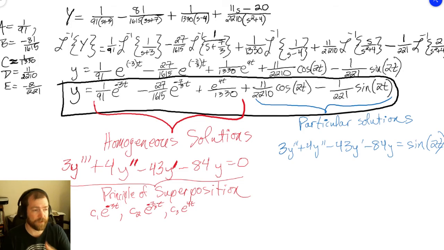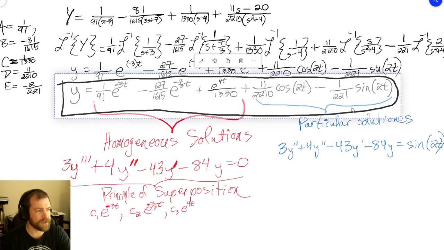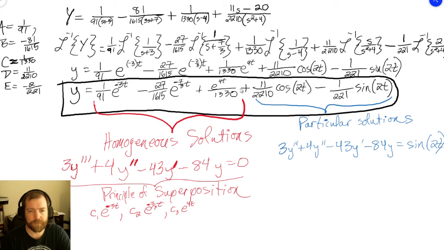And it ends up being that this is the only combination of these two things that is going to work in this case. Any other combination, when you plug it into this differential equation here, will not get you one sine of 2t. It'll be some other fraction.